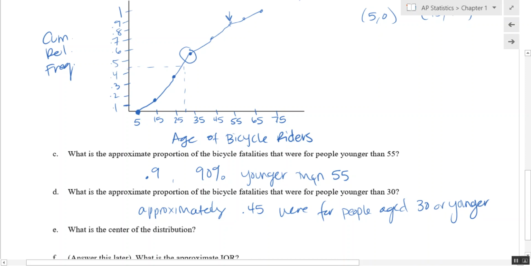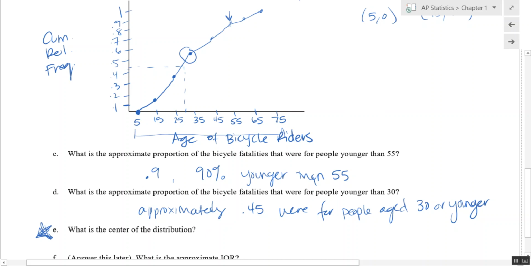Okay, what is the center of the distribution? This is a very common question. It's a very good multiple choice question. I've seen this a lot where they give you the graph and the multiple choice question is what's the center of the graph? The center of the distribution is not the center of our x-axis, so the middle between 5 and 75. That is not what we're looking at.